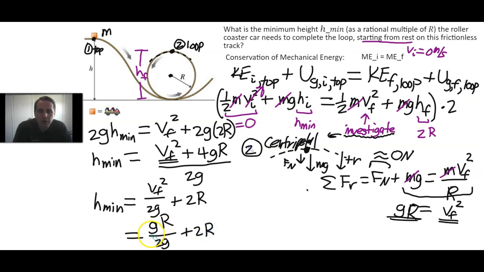And look at how this works out beautifully. The G's cancel. R over 2 is 1/2 R. But 2R is 4/2 R. So this is R over 2 plus 4R over 2. And the amazing result we get is 5R over 2.